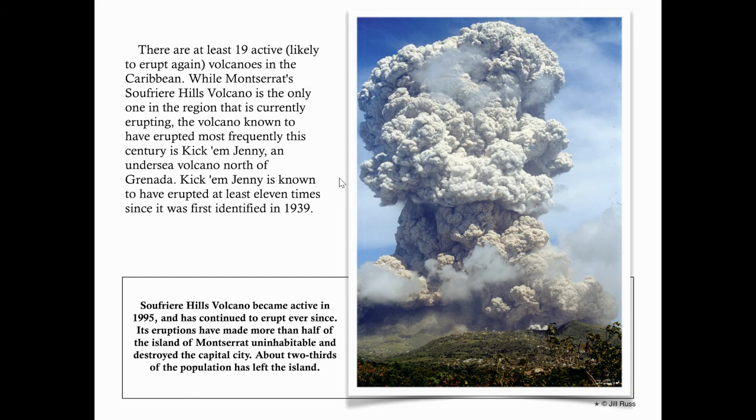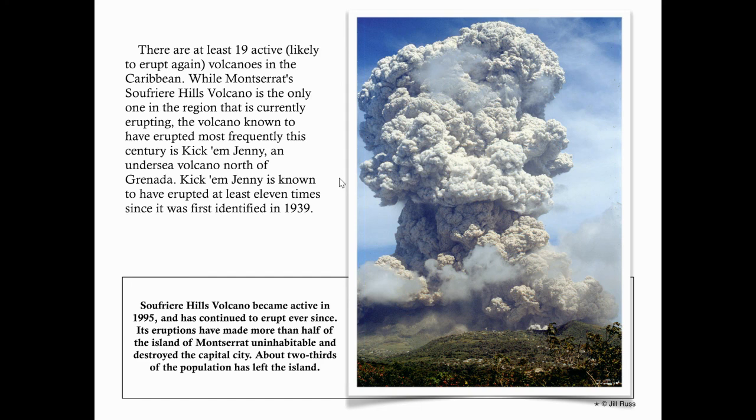There are at least 19 active, likely to erupt again, volcanoes in the Caribbean. So have they erupted? There you go. Yes, sirree. While Montserrat's Sulphur Hills volcano is the only one in the region that's still currently erupting, the volcano is known to have erupted most frequently this century. There's also a Kikumjani, an undersea volcano north of Grenada. Kikumjani is known to have erupted at least 11 times since it was first identified in 1938. So have they erupted? Yes, they have.